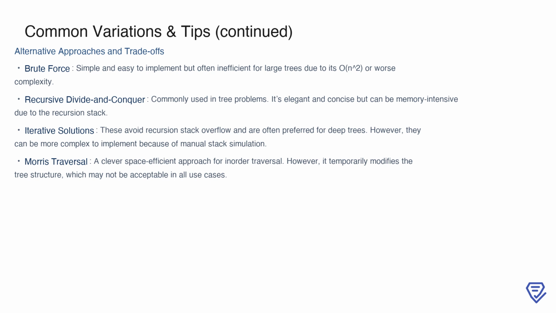Iterative solutions avoid the issue of stack overflow and are a safer choice for handling deep trees, but they often require more complex logic and manual stack simulation, which can be harder to implement correctly. Another alternative is Morris traversal, which is a clever technique to achieve in-order traversal without extra space. It temporarily modifies the tree structure to avoid using additional memory, but this modification may not be acceptable in scenarios where the original tree must remain intact. Understanding these approaches and their trade-offs will help you choose the right solution for a given problem.